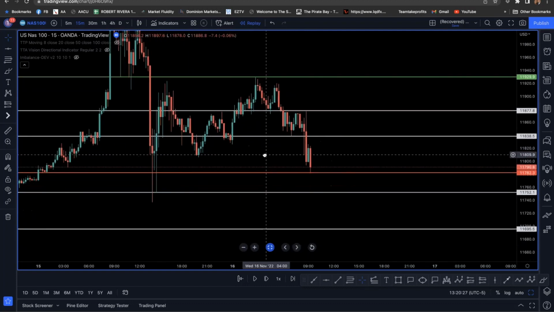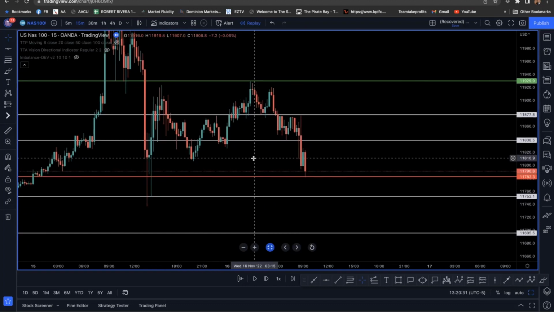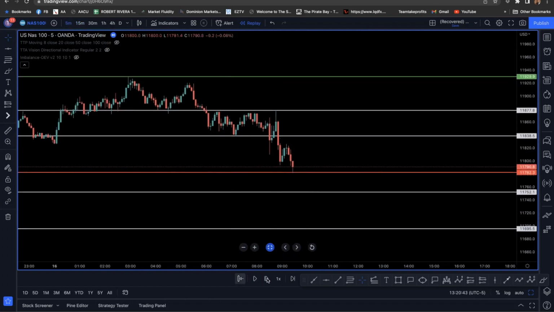I'm now going to move to the 5 minute to illustrate. And then I also have a short video of the actual trade. It didn't have any sound, so I'm going to do a voiceover to explain it as it is happening. Okay, so let's go to the 5 minute. Now here we are on the 5 minute, and this is what happened on the open.